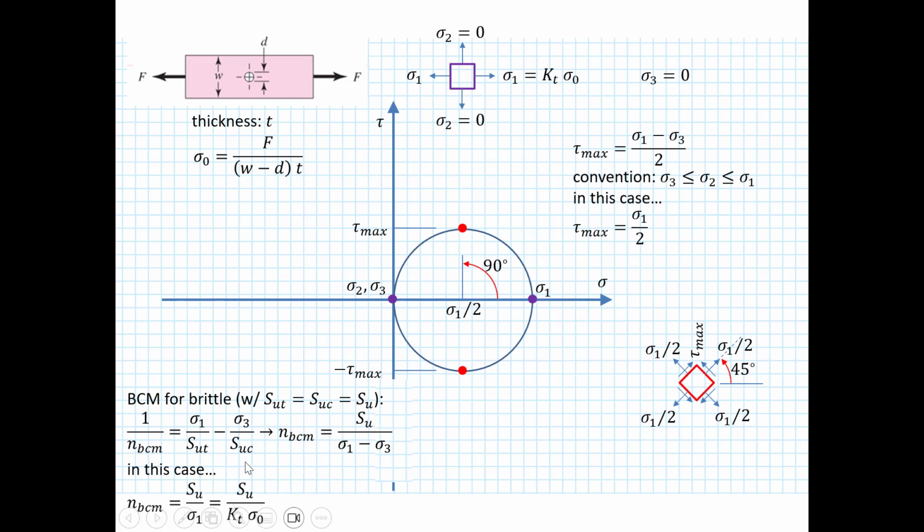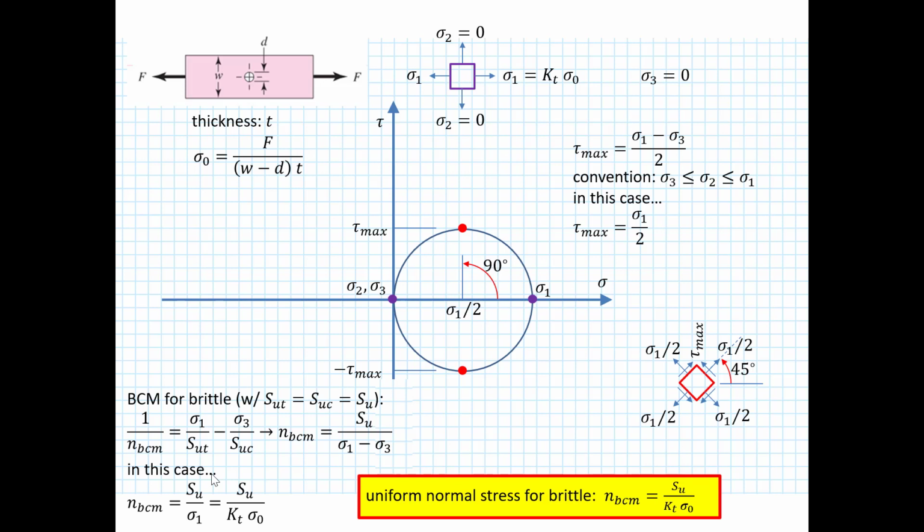In this case, we're going to have SU divided by sigma 1 is our n BCM, and we're going to substitute in the KT sigma naught for my sigma 1, and we are going to use the KT value when it is a brittle material. So that sets our n BCM as SU divided by KT times sigma naught for our uniform normal stress in the brittle scenario.